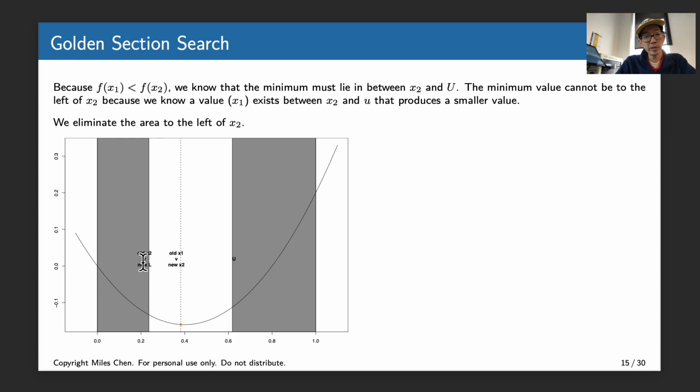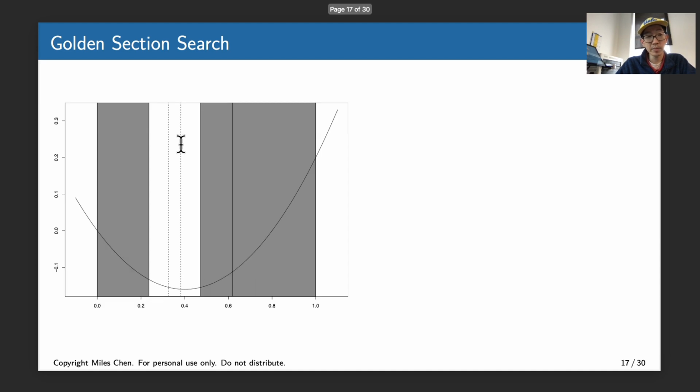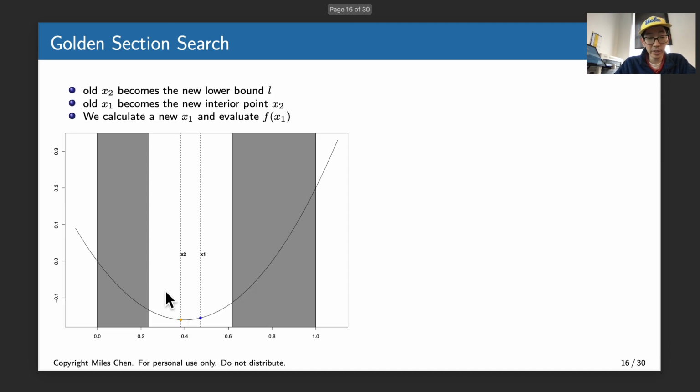We eliminate everything to the left of x2, and then I just repeat the process. Now I'm going to reuse this value right here and calculate a new value over here, and we keep going. Between here and here, the blue dot is higher, so I'm going to throw away everything to the right. This dotted line right here at x2, at point whatever 318, gets reused.